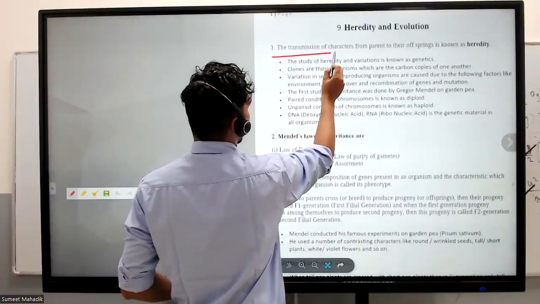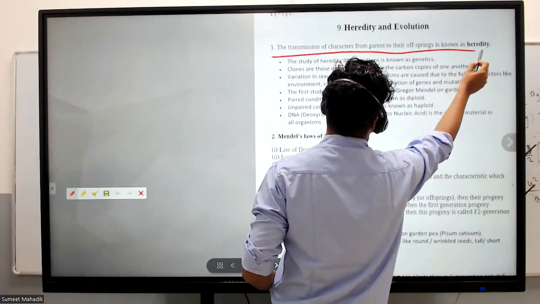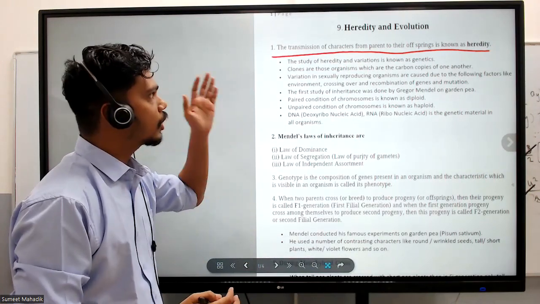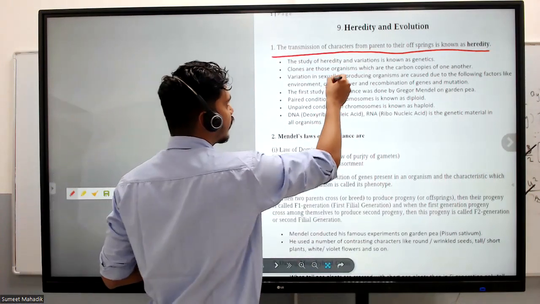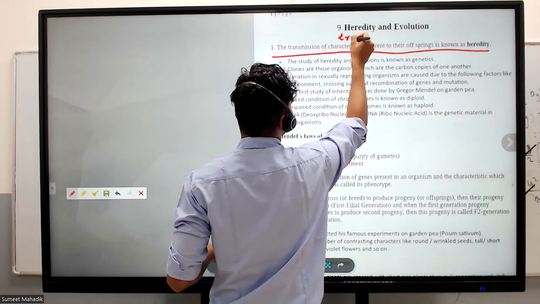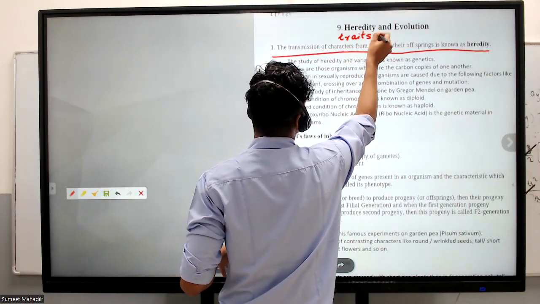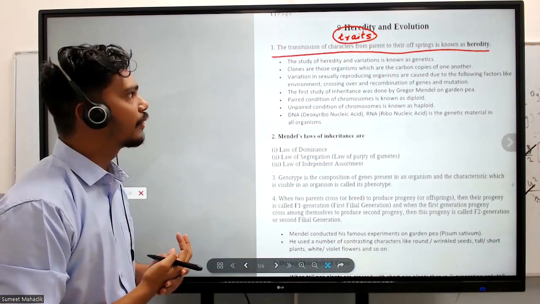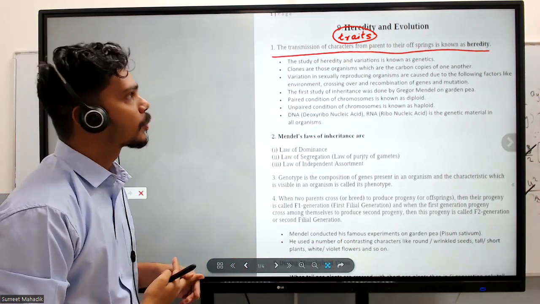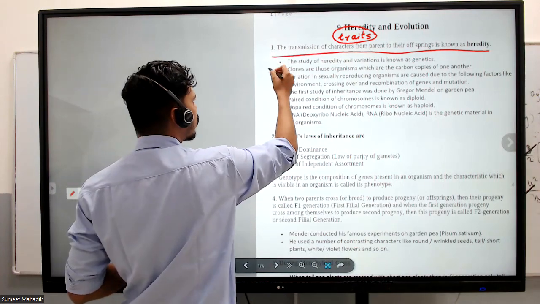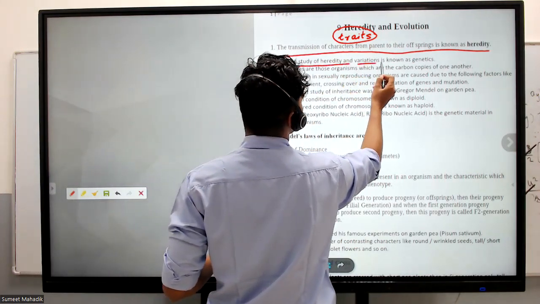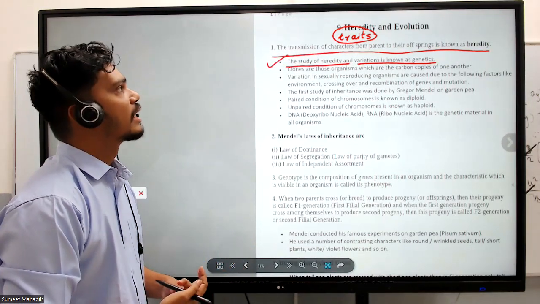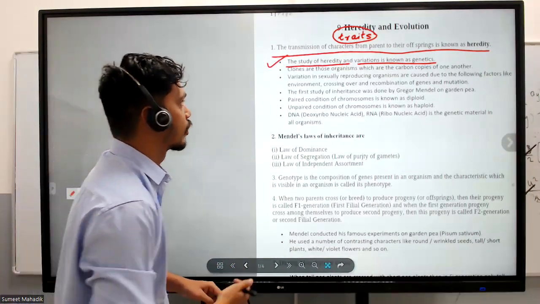The transmission of characters from parent to their offspring is known as heredity. What is heredity? You can write this definition. A transmission of character. Character is also called a trait. From the parent to their offspring is known as heredity. Why do we have to study that? The study of heredity and variation is known as genetics. So when you talk about genetics, what is that? Study of heredity and variation.